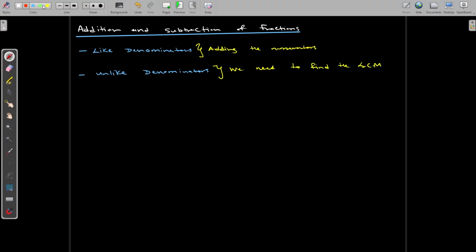Alright, so quick maths. And so we have 4 over 5 plus 7 over 5. That results in 11 over 5. We simply add the numerators. So that's example 1.